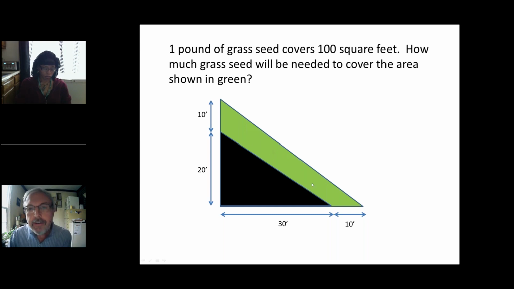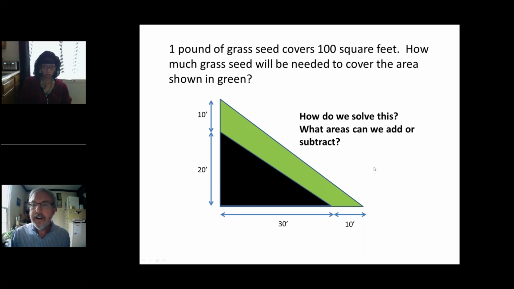Now we want to figure out how much grass seed we need. And grass seed's kind of expensive, so we don't want to just buy a whole ton of it and hope that it works and maybe come up short or have too much left over. We want to find out exactly how much space we have, so we know what a reasonable amount of grass seed is that we want to buy for that. Okay, so everybody good on what the problem is? Okay. So let's take this and figure out how we solve it. So what do we think on that one?